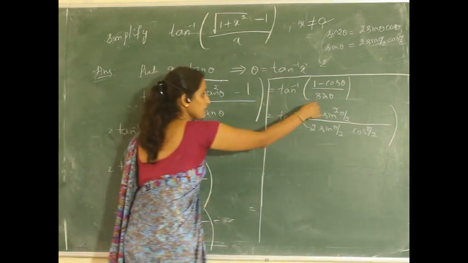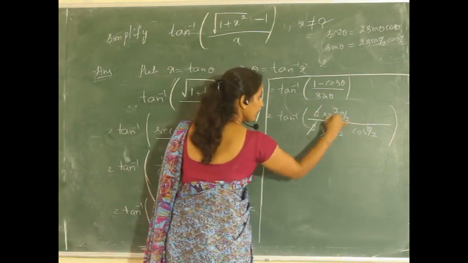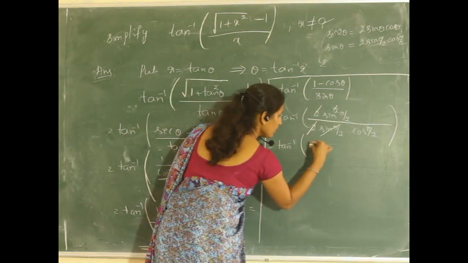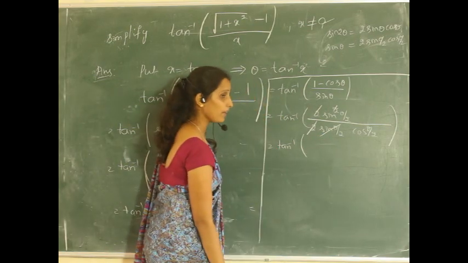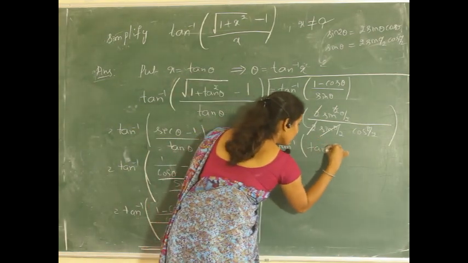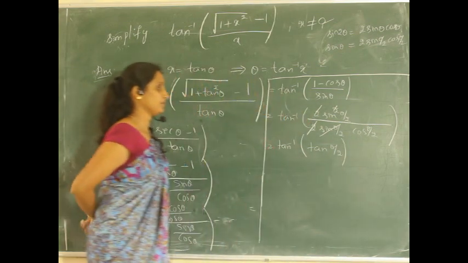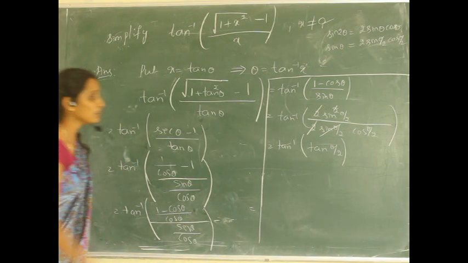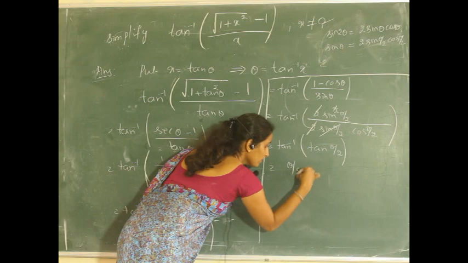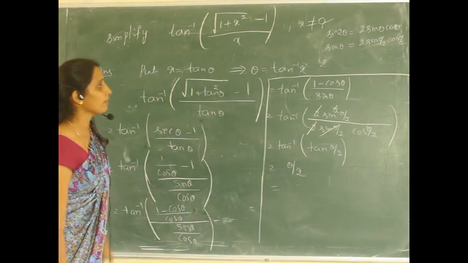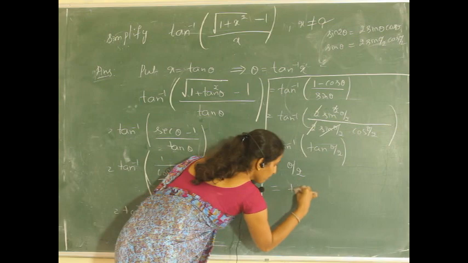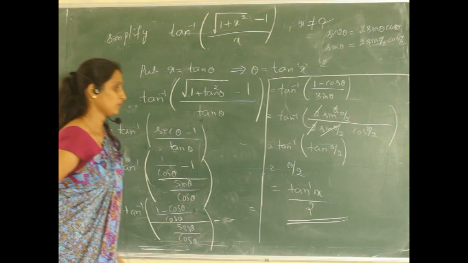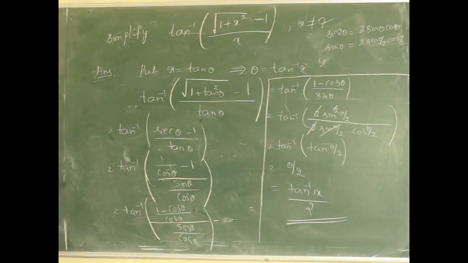So 2 can be cancelled, and one sin theta by 2 can be cancelled. So tan inverse of sin theta by 2 divided by cos theta by 2 is tan theta by 2. So we are getting tan inverse of tan theta by 2. Now tan inverse and tan can be cancelled, so we are getting only theta by 2. But what is theta? Theta is already tan inverse x. So we got the answer, tan inverse x by 2.